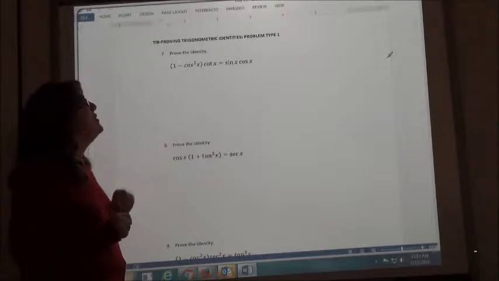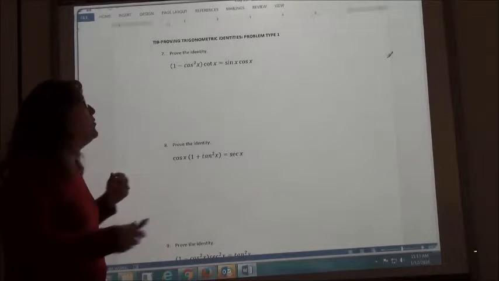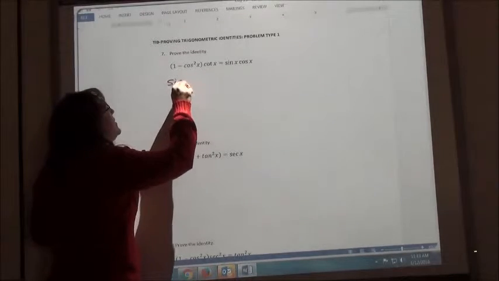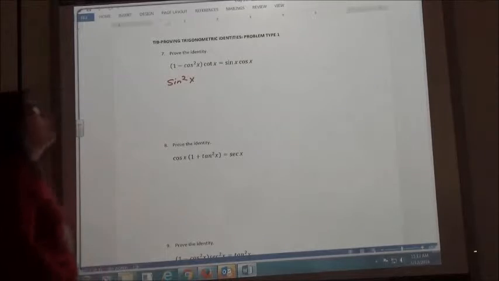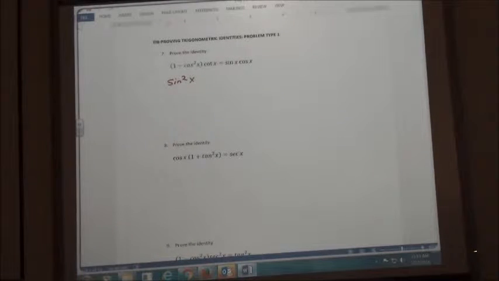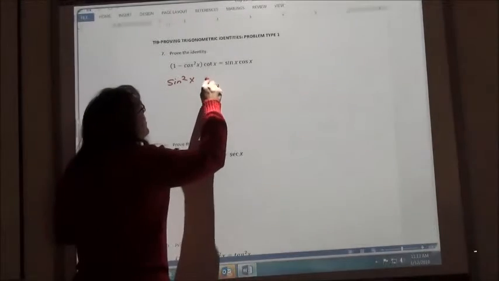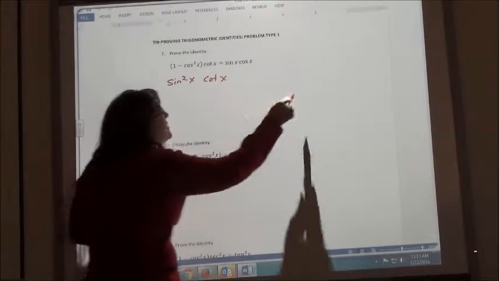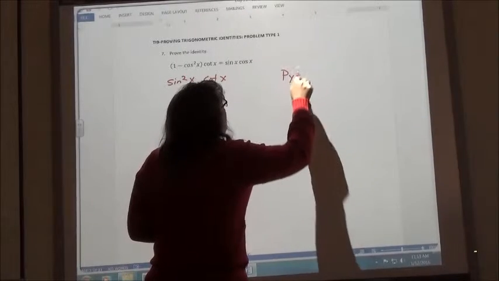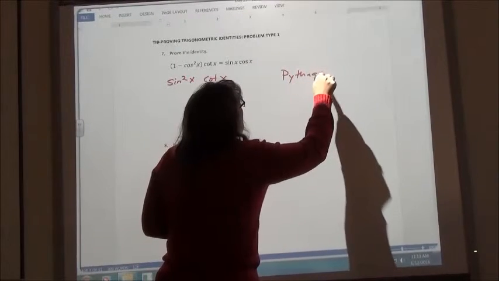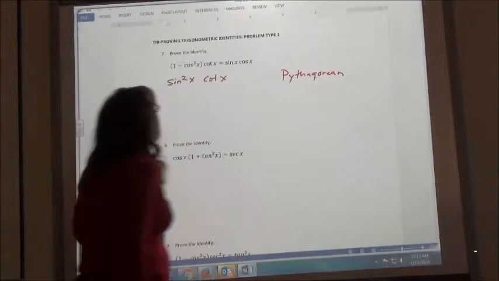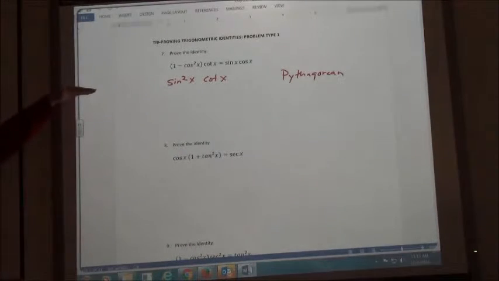1 minus the cosine squared of x is equal to the sine squared of x. Remember, that's the one where they rearranged it and said sine squared plus cosine squared equals 1. So 1 minus the cosine squared would equal the sine squared of x. We still have the cotangent of x, and we did the Pythagorean. So they're going to make you put the step and pick out which identity you used.